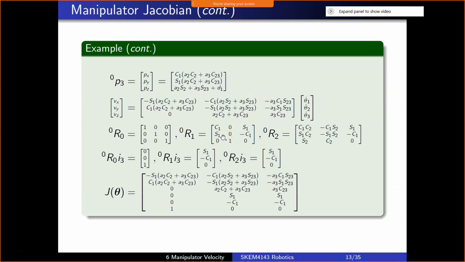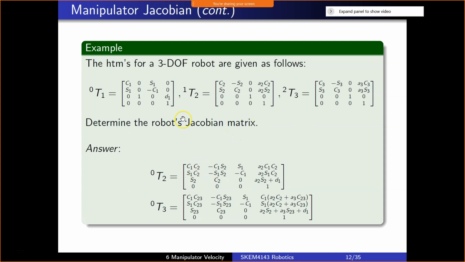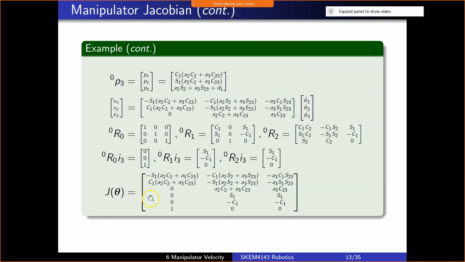But there is a possibility that we will have, in this example, sorry, this is a 3 degree of freedom robot, right? And look at our Jacobian matrix. We have 1, 2, 3 columns. How many rows? 1, 2, 3, 4, 5, 6 rows. So this is a 6 by 3 matrix. This is not a square matrix. So therefore, you cannot compute the inverse of J.